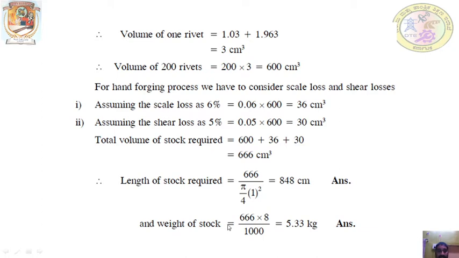And the weight of the stock is volume multiplied by density, that is 8 divided by 1000, that is 5.33 kg required for preparing 200 such rivets. Okay.